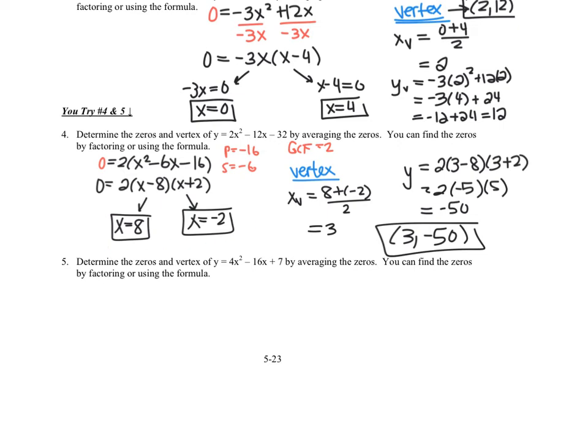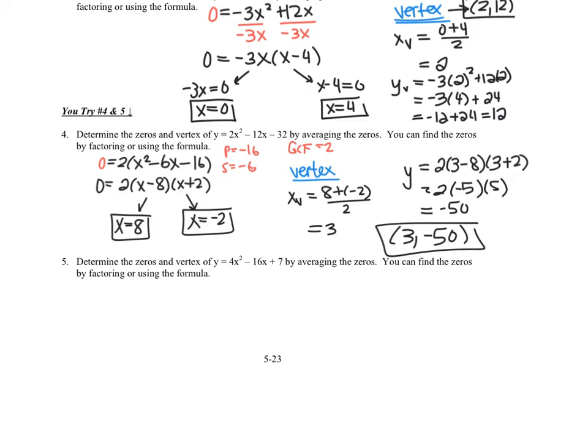And then when I averaged the zeros, I got 3 for the x-coordinate of the vertex. I chose to plug it into my factored form just because it seemed a little easier. You could have done the standard form, especially if you did quadratic formula, but either way, you should have gotten -50 for the y coordinate so that your vertex was (3, -50).